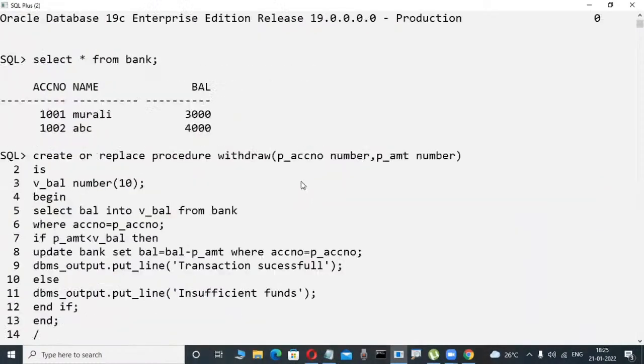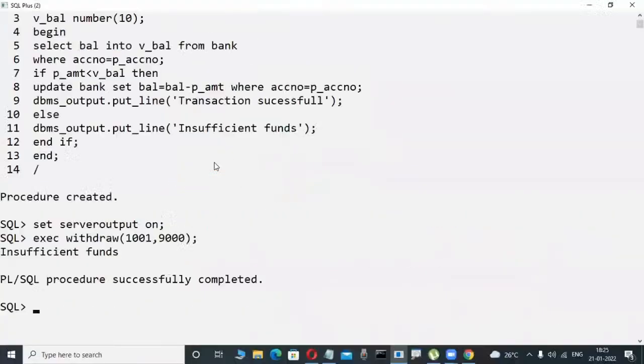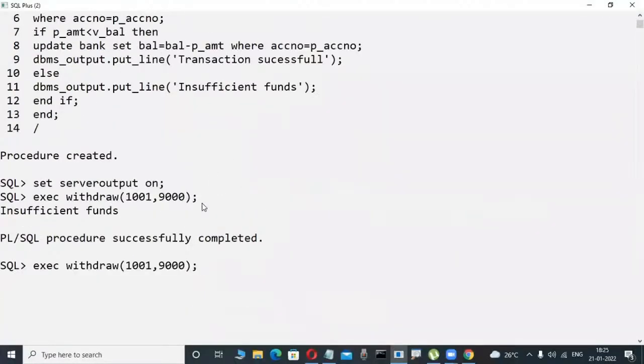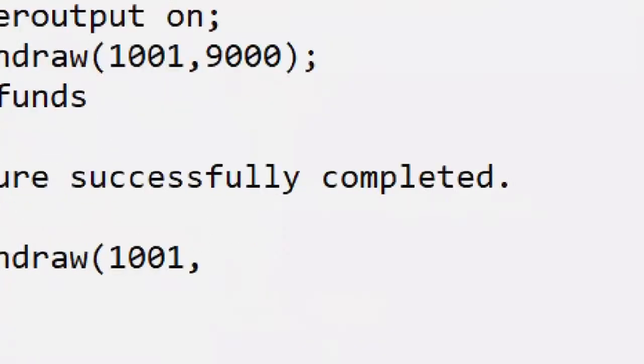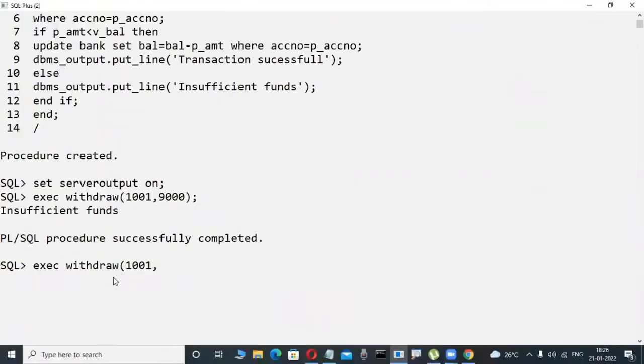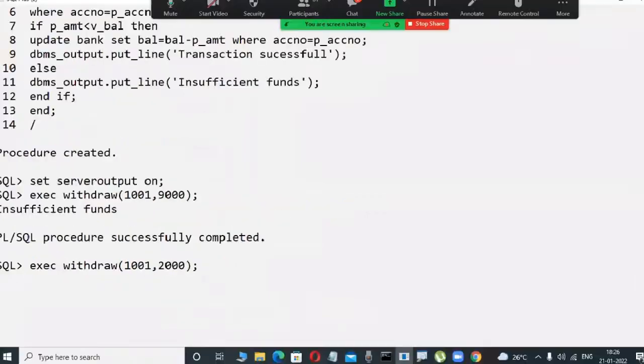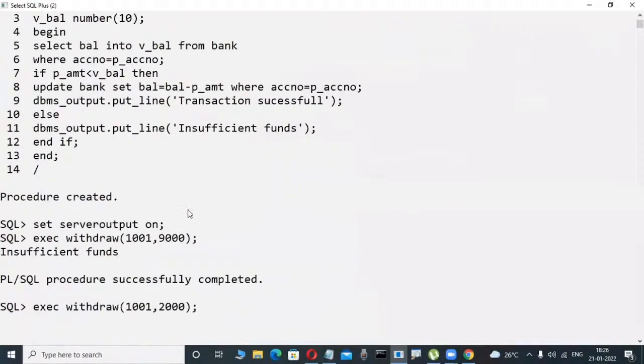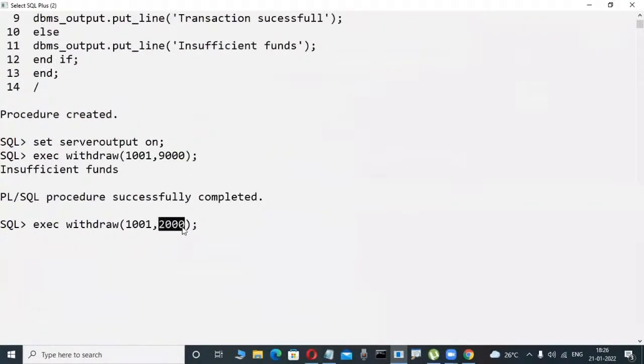For example, in this case, my balance is 3,000. Now I try to withdraw 2,000 rupees, for example. And now here, check it out. Observe it here. Now 1001 is my account number. I try to execute the withdraw procedure again. Now I try to withdraw 2,000 rupees. Possible, possible. Why? Because my balance is 3,000, but I try to withdraw only 2,000.